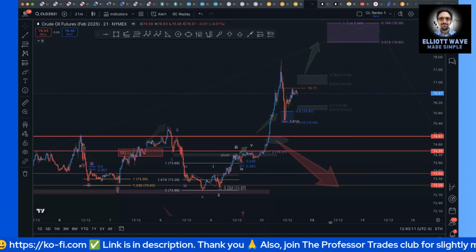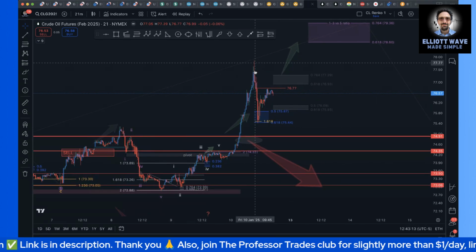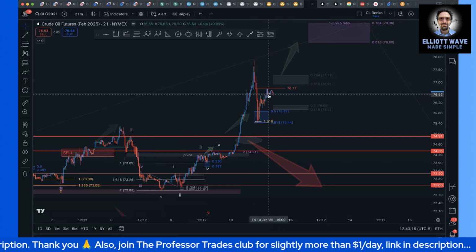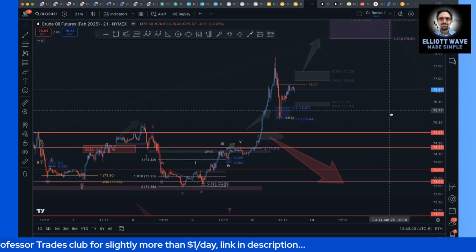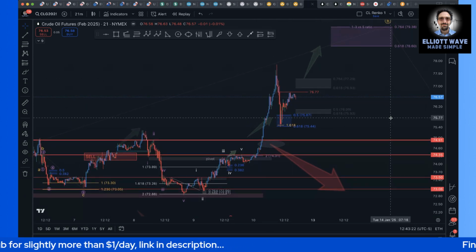But what you're looking at now is this came down and held that support, and look at that reaction. So the way I'm thinking about this, I don't need to predict anything, but I'm using parameters based on Elliott wave, okay?